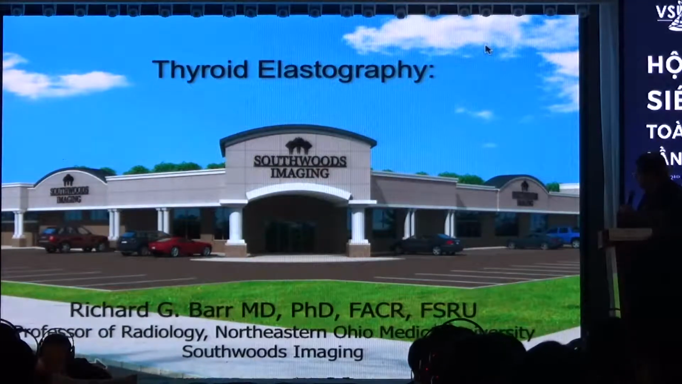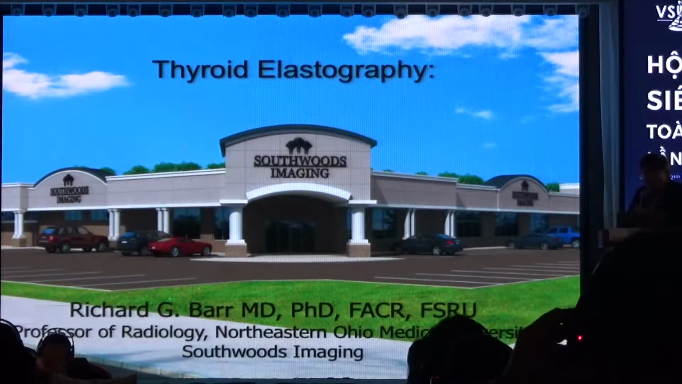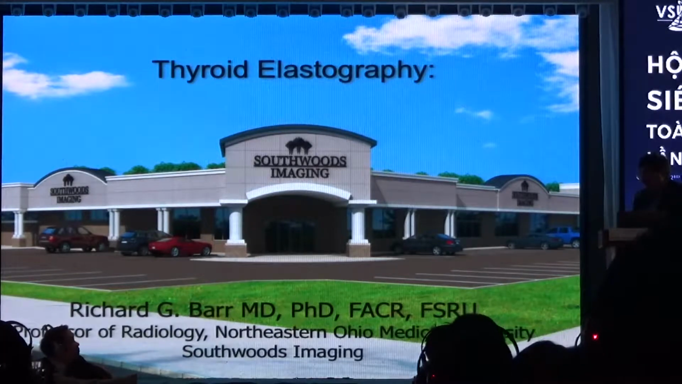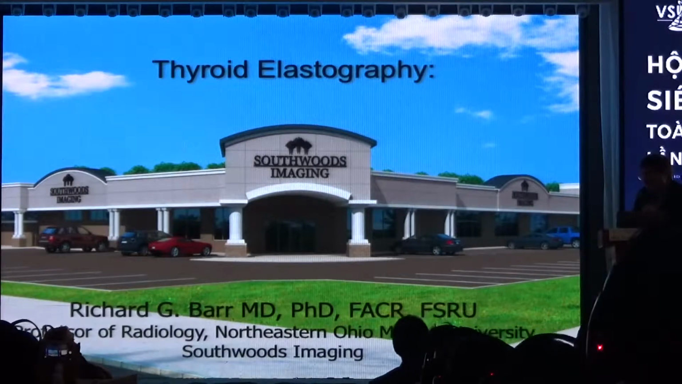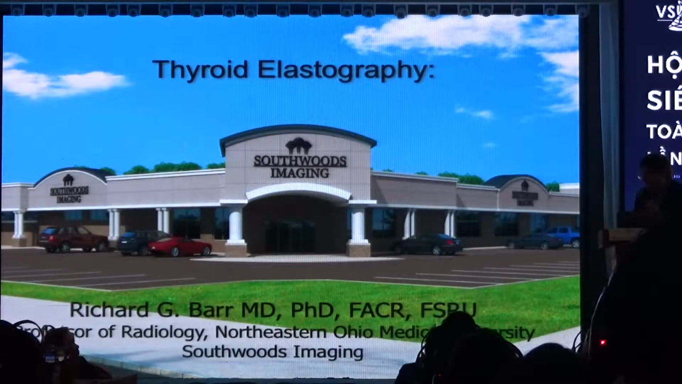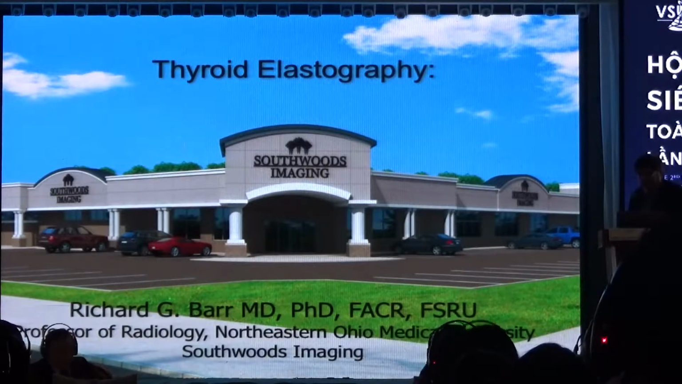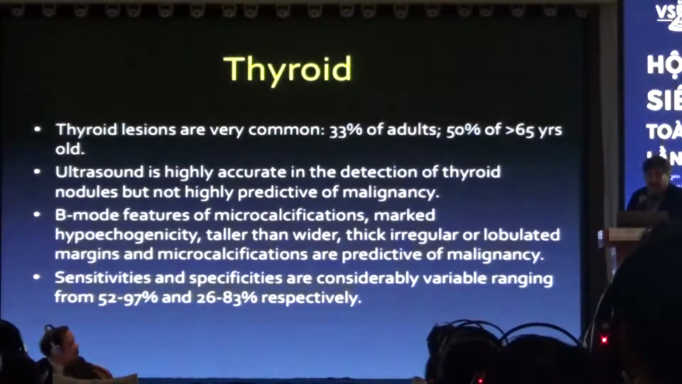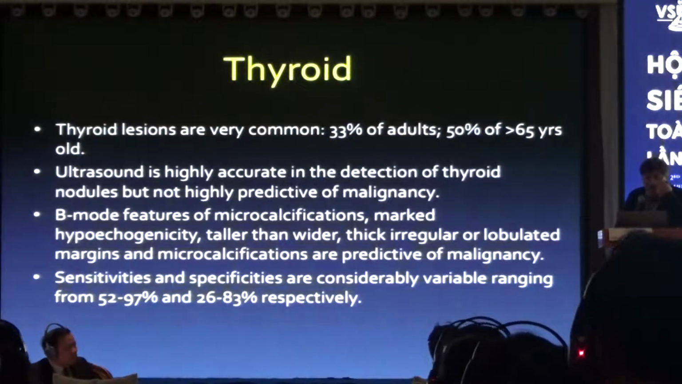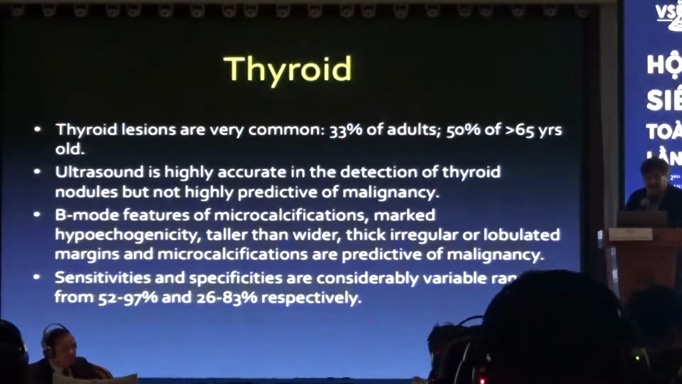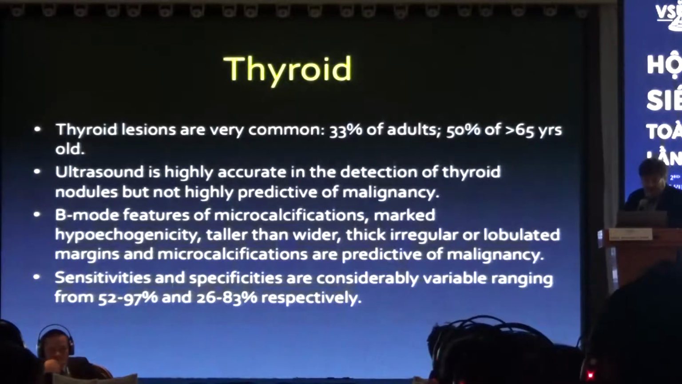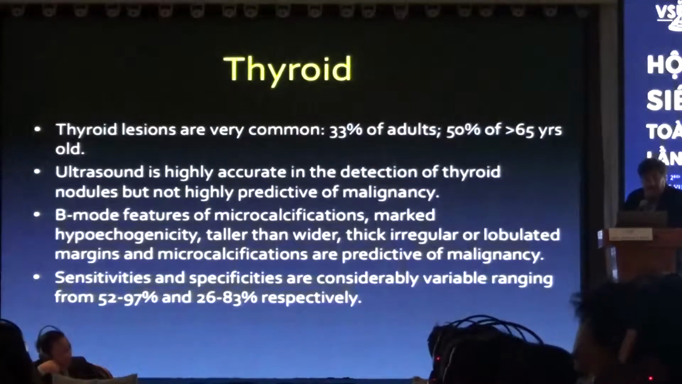So I'm a very, very big believer in breast elastography, and like I said, we do this in every one of our cases, and we feel very confident when we cancel a biopsy or tell a patient it's benign. Unfortunately, I'm not quite there yet with thyroid. So thyroid lesions are very common. They occur in about 33% of adults, and 50% of patients over the age of 65 will have thyroid lesions, and this is a very big problem. We very rarely see normal thyroids.